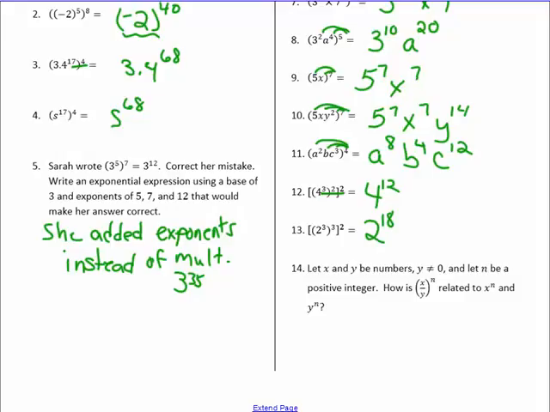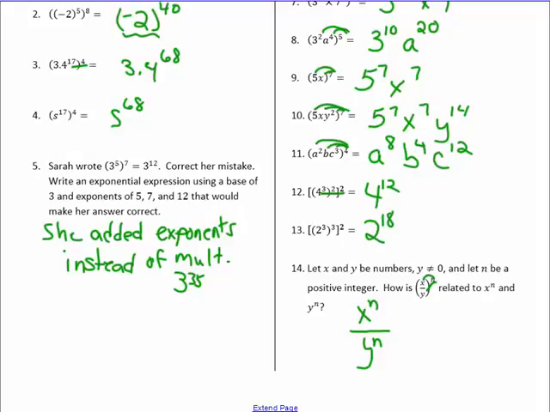14, let x and y be numbers such that y can't be 0, because you can never have 0 in a denominator, and let n be a positive integer. How is (x/y) to the n related to x to the n and y to the n? This would be x to the n divided by y to the n. Oh, I wrote squared and not n, sorry. So even as a fraction, the exponent gets shared with both parts, the numerator and the denominator. That's what that's telling me.